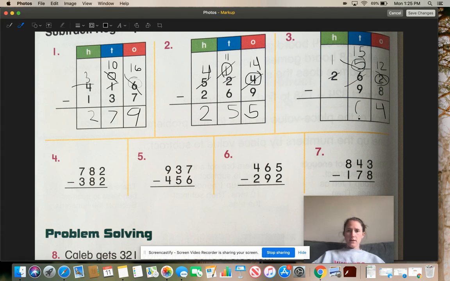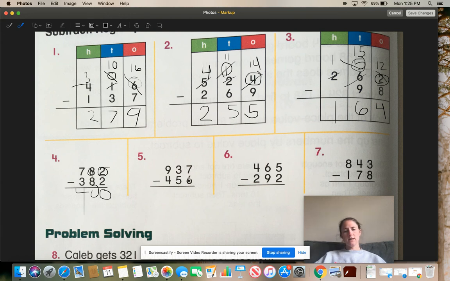15 minus 9 is 6, and 1 minus nothing is 1. Let's start on the next row. I have 2. If I have 2 pieces of candy, can I take 2 away? Of course I can. If I have 8 pieces of candy, can I take 8 away? Yes, I can. And 7 minus 3 is 4. Ooh, that was an easy one.